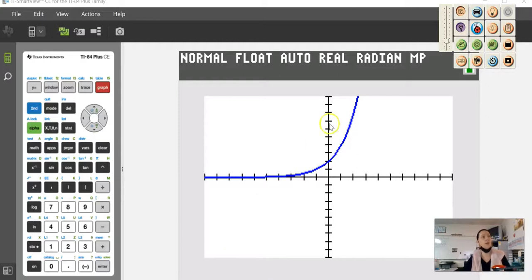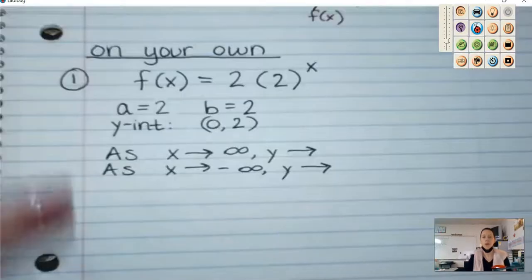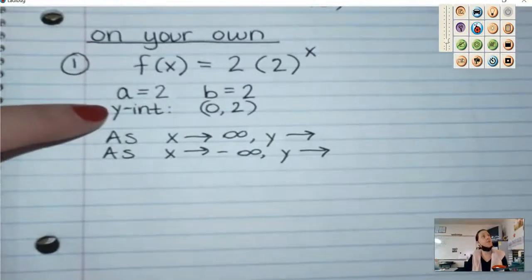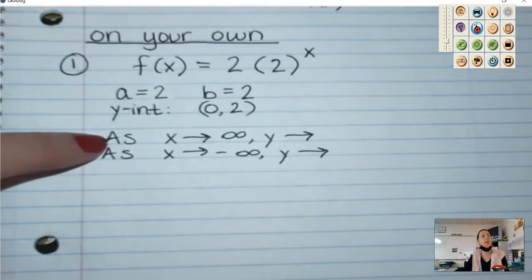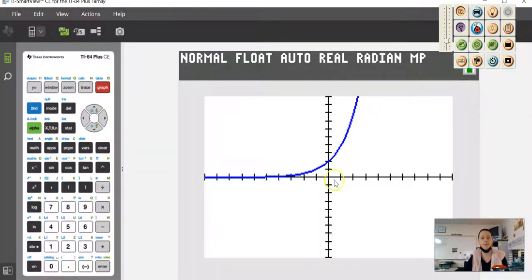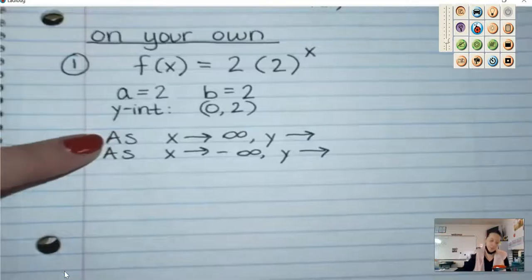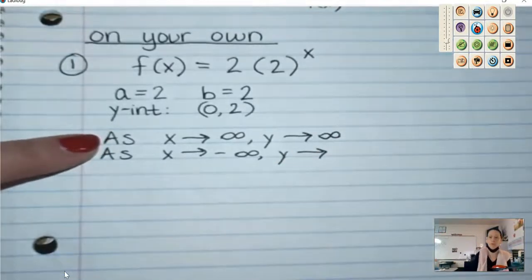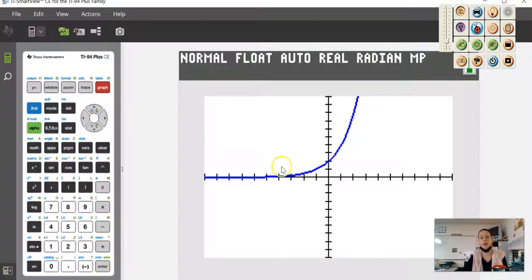Okay, here's the graph. Oh, wait, you're frozen. Sorry. Okay, the graph for y equals 2 times 2 to the x power. Okay, a is 2, b is 2, y-intercept is 0, 2. As x approaches infinity, so as x got bigger, y is just getting closer to infinity. As x is getting smaller, so as I go to the left, that y value is getting closer and closer to just 0.